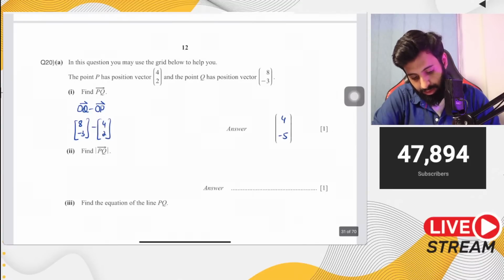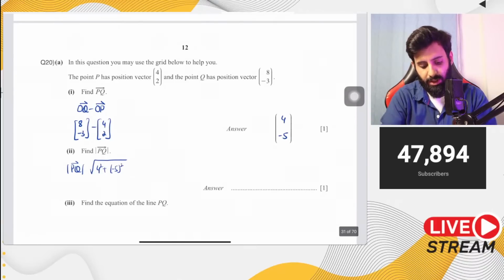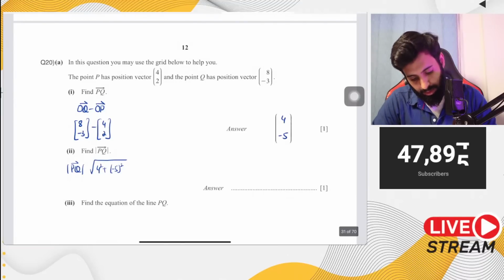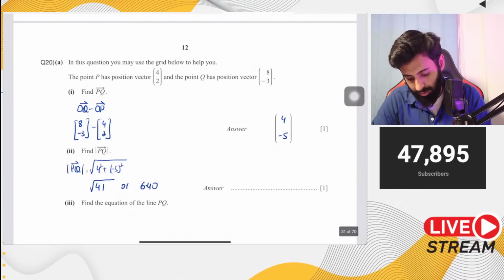How do I find out the magnitude of PQ? The magnitude of PQ is going to be equal to the square root of 4 squared plus (-5) squared, which means 16 plus 25, which is equal to square root of 41, or 6.40. So either root 41 or 6.40.